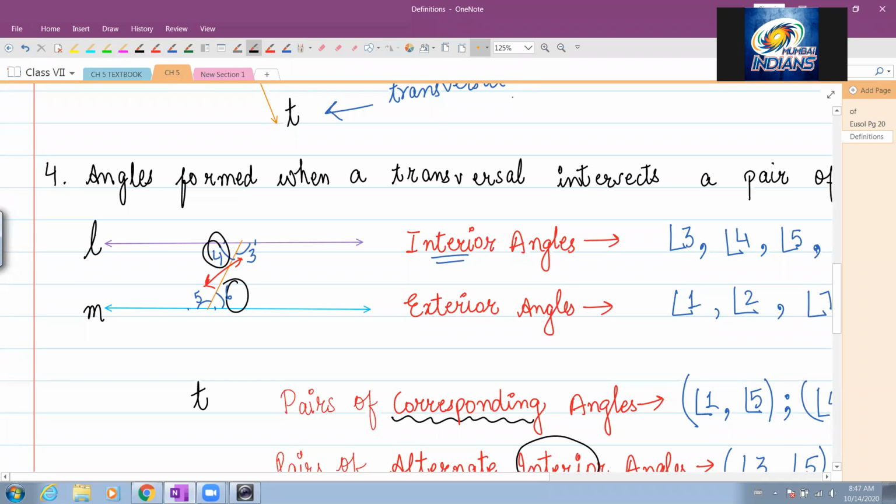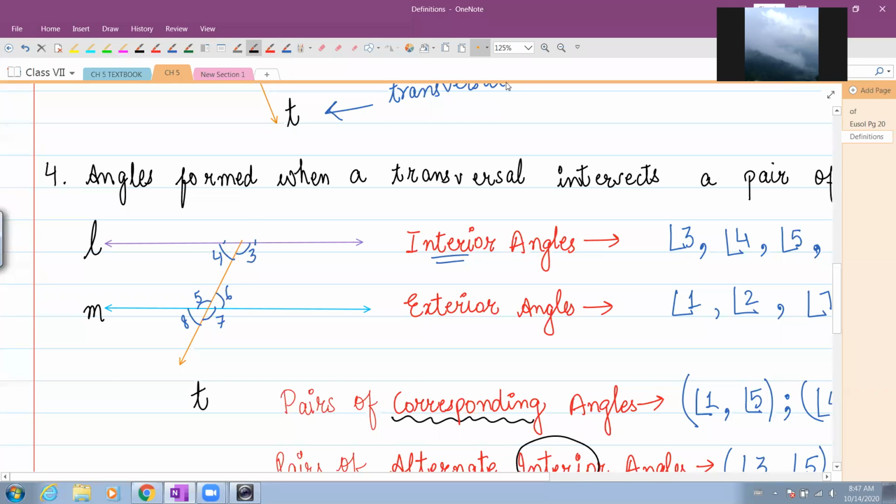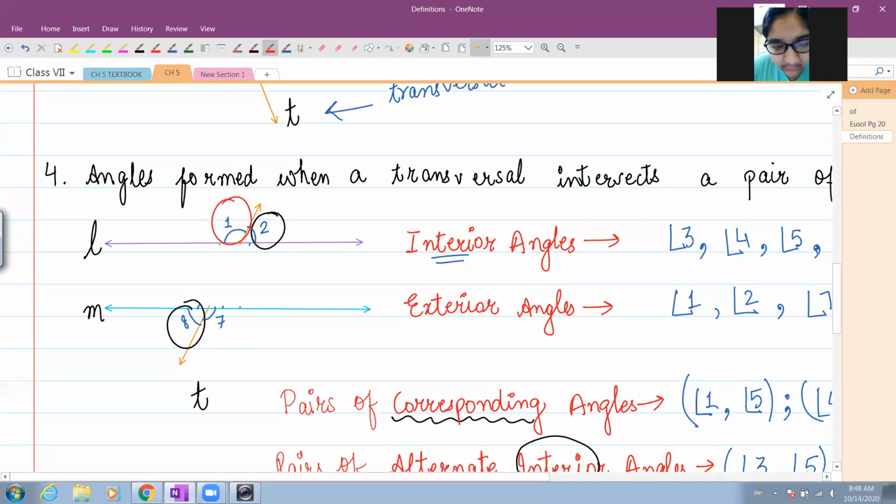In the exterior also it will be crosswise. In the same way, you can identify the pair of alternate exterior angles. For this, I'm going to now ignore the interior angles. You can now see the angles in the exterior. From the exterior angles, now identify which ones form a cross. 2 with 8, and 1 and 7. These form pair of alternate exterior angles.